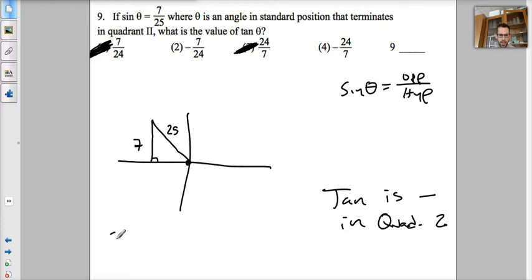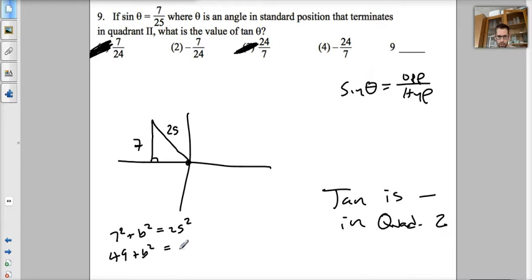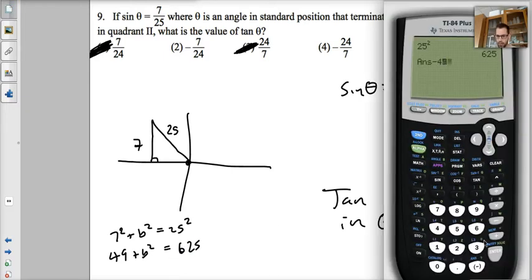I can say 7 squared plus b squared equals 25 squared. 7 squared is 49 plus b squared equals 25 squared. I'm going to pull up my calculator. 25 squared is 625. I'm going to subtract 49 from both sides. 576, and then you take the square root, and you get 24. Wow.